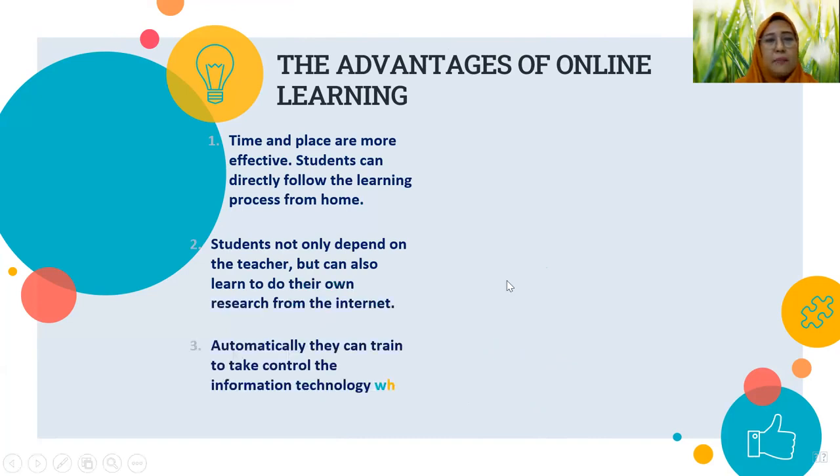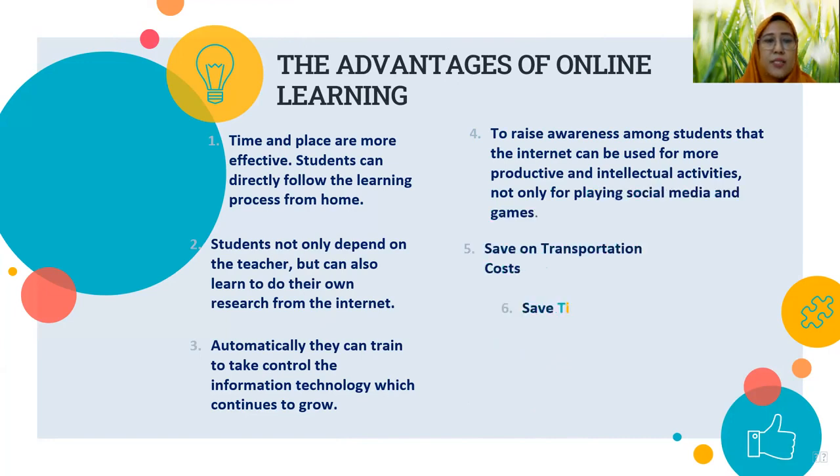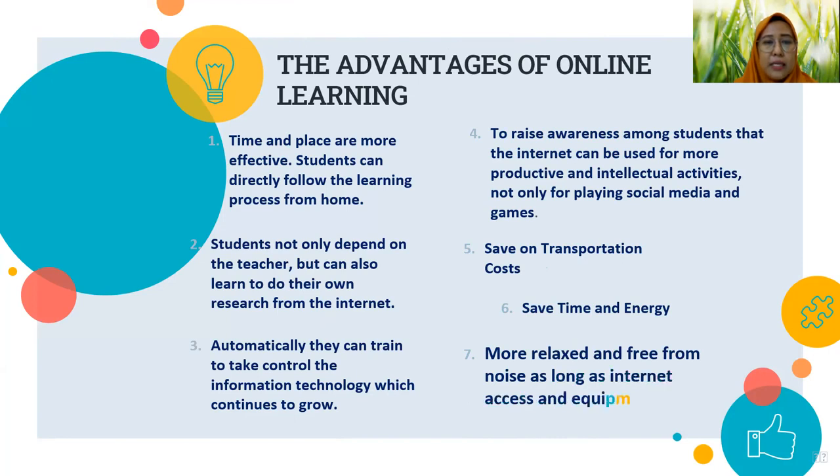Number one, time and place are more effective. Students can directly follow the learning process from home. Two, students not only depend on the teacher, but can also learn to do their own research from the internet. Three, automatically they can train to take control of the information technology which continues to grow. Four, to raise awareness among students that the internet can be used for more productive and intellectual activities, not only for playing social media and games.